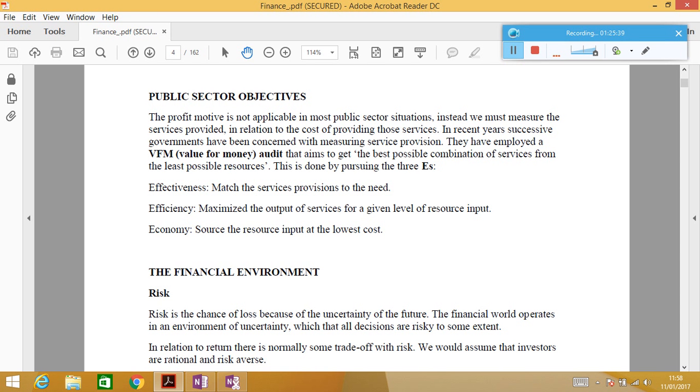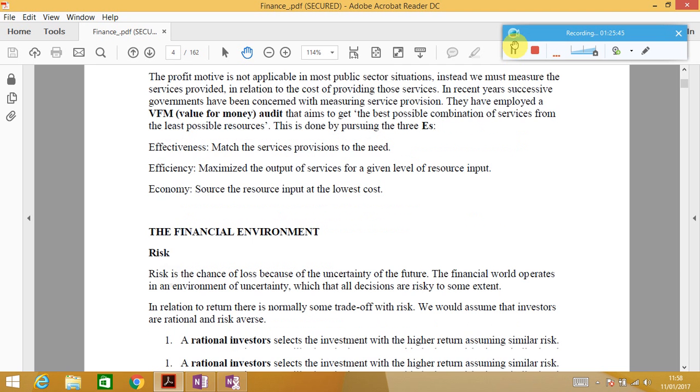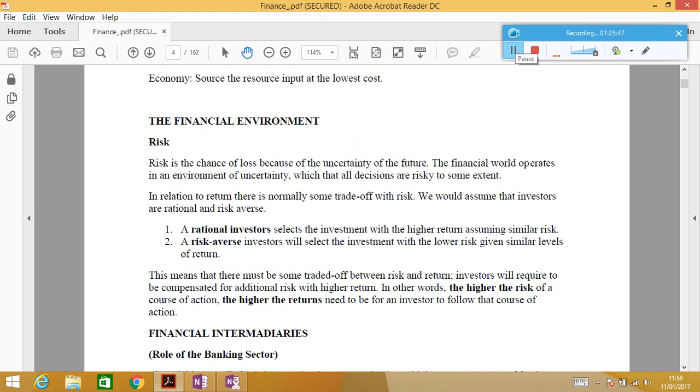Next, the risk. Yes, that's important, so you have to memorize that. How many types of risk do we have here? We have two types of persons normally, two characteristics. Rational investor means they like to take risks, they love to take risks. Risk averse means they don't like to take risks. So who likes to take risks here?